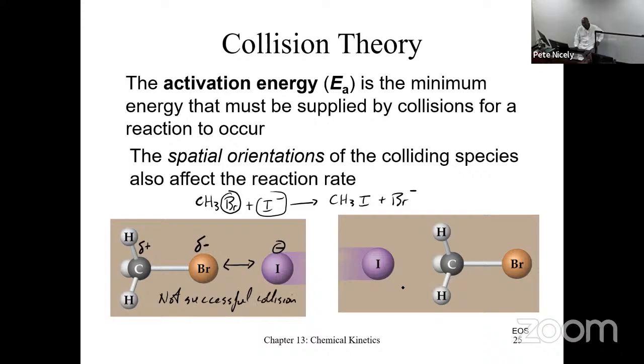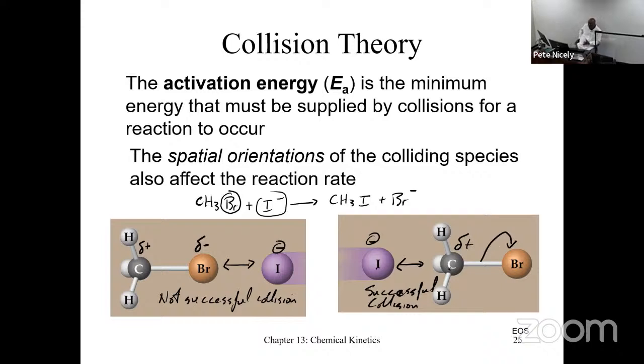On the other hand, in this case here, because the carbon is positively charged and iodide is negatively charged, this collision here would be successful because, of course, unlike charges attract. This collision will be successful because of the attraction between the iodide and the carbon. And as a result, this bond will break, and therefore the iodide will be bonded to the carbon, and the bromine will leave as a bromide.